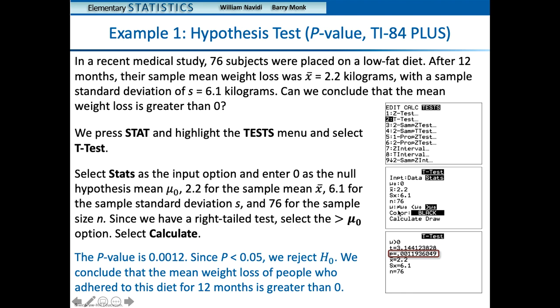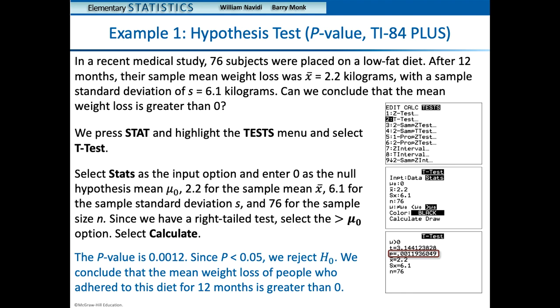And then here you can choose two-tailed, left-tailed, or right-tailed. We would select this option because that's for right-tailed. Then highlight the word calculate and press enter. And it gives you a readout of several values, but the most important one is the one labeled P. That is your p-value, right? Which comes out to be about 0.00119.